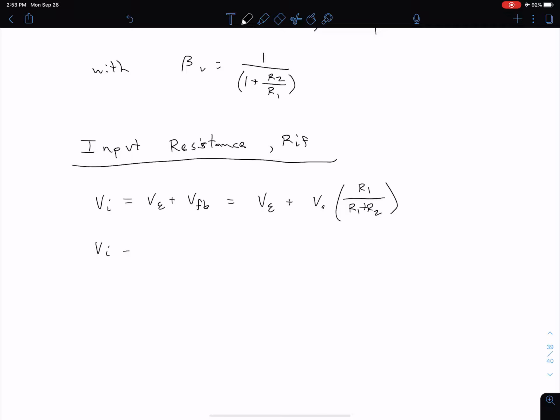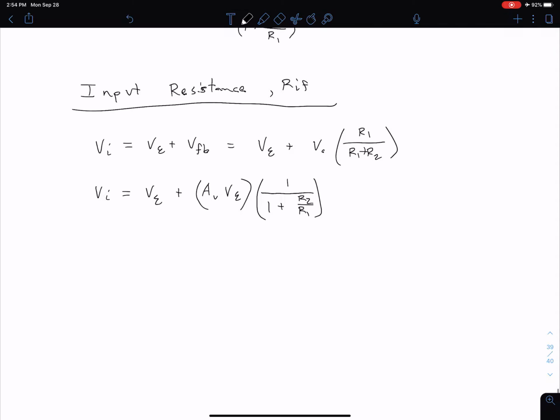So VI is equal to our error voltage plus AV times our error voltage, so that's our V out. And now with this R1 divided by R1 plus R2, again, I'm going to divide everything by R1 just to make it easier to relate to that beta sub V we found before. So here we have R2 over R1. So we get something that looks like this. And then, of course, we see we can factor out that V sub E. So let's go ahead and do that here. So we have V sub E times 1 plus AV over 1 plus R2 over R1.